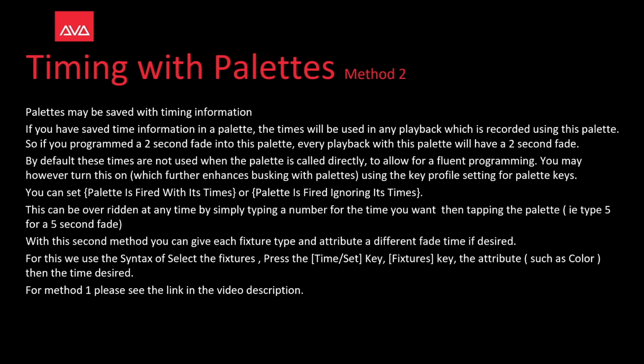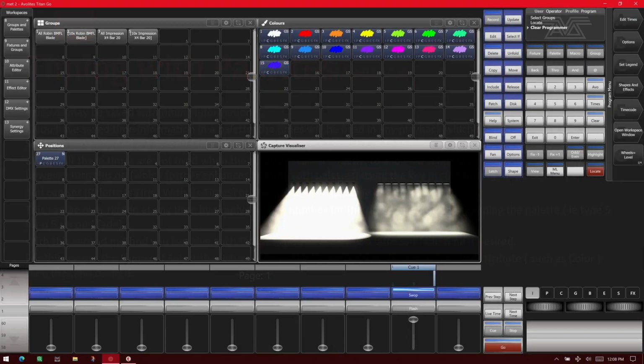With this second method, you can give each fixture type different attribute fade times if desired. For this, we use the syntax of select the fixtures, press the time/set key, the fixtures key, then the attribute such as color, and then the time desired. For method 1, please see the link in the description below. So let's take a look at that.